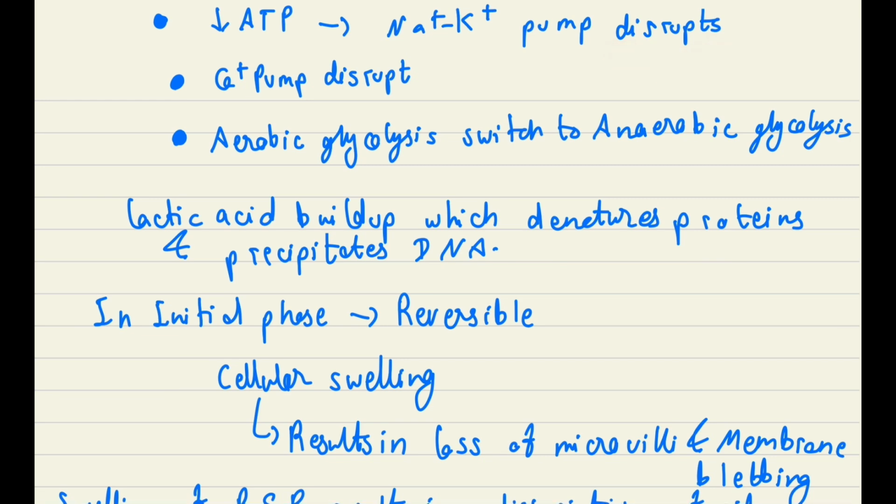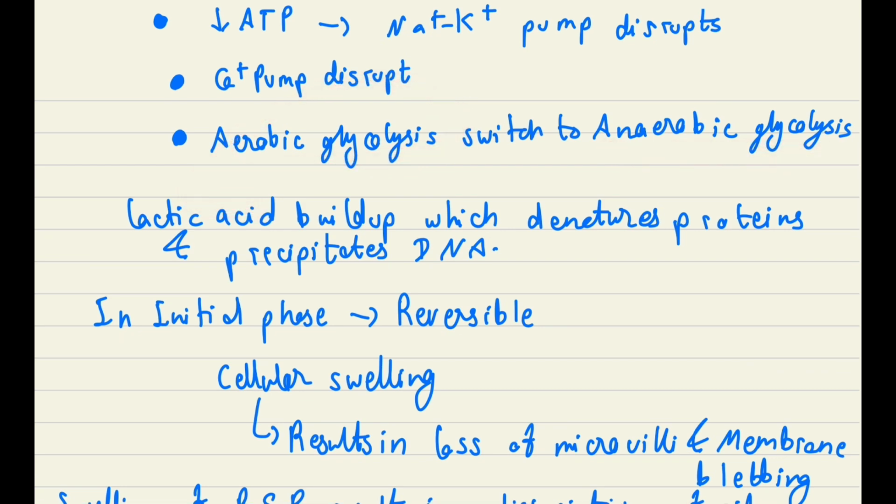And what does it result in? If the sodium potassium pump is disrupted, then sodium and water build up in the cell, due to which cellular swelling occurs. If the calcium pump is disrupted, then calcium builds up in the cytosol of the cell. Calcium, sodium and water all build up in the cell if these pumps are damaged. And aerobic glycolysis changes into anaerobic glycolysis.